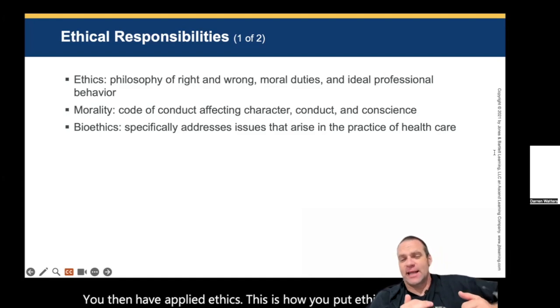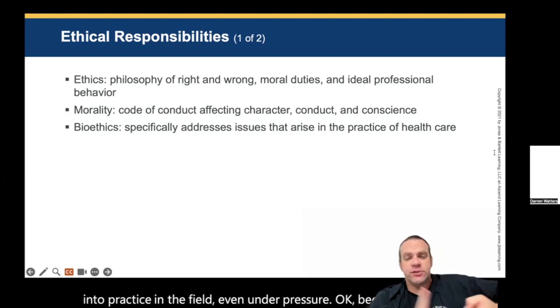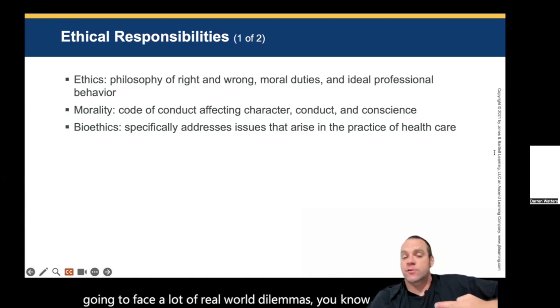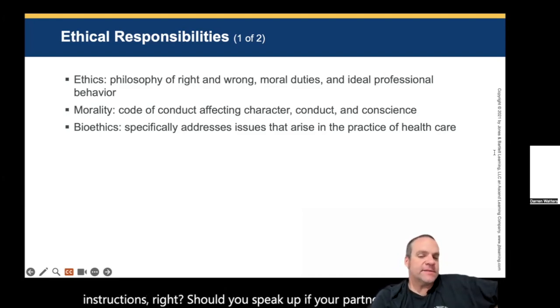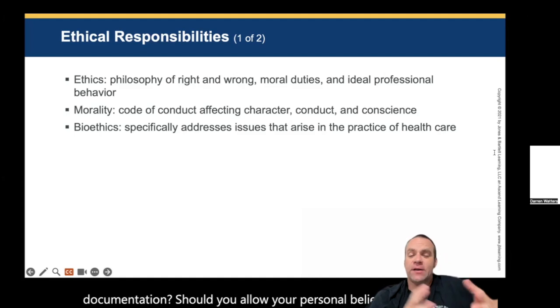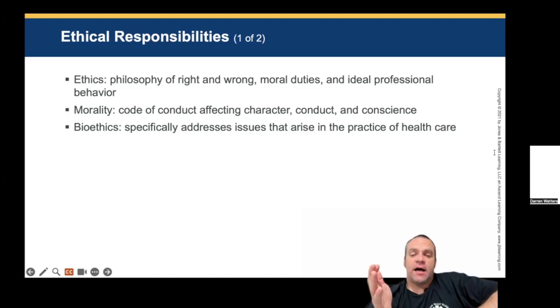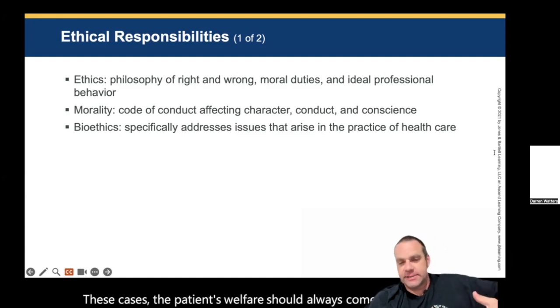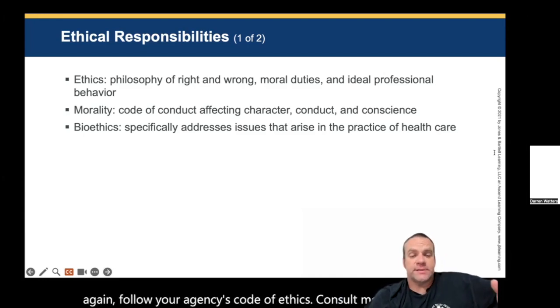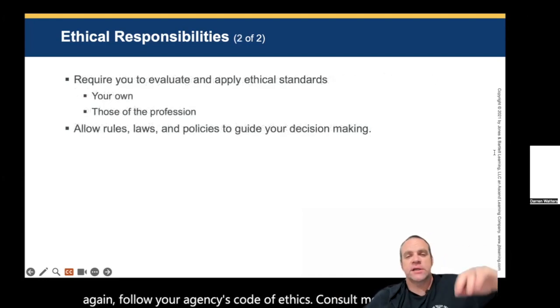Because you're going to face a lot of real world dilemmas. Should you resuscitate a hospice patient whose family gives conflicting instructions, right? Should you speak up if your partner falsifies documentation? Should you allow your personal beliefs to influence care? So in all these cases, the patient's welfare should always come first. So again, follow your agency's code of ethics, consult medical control, or a supervisor if you're ever unsure on what to do in these kind of ethical gray zones.